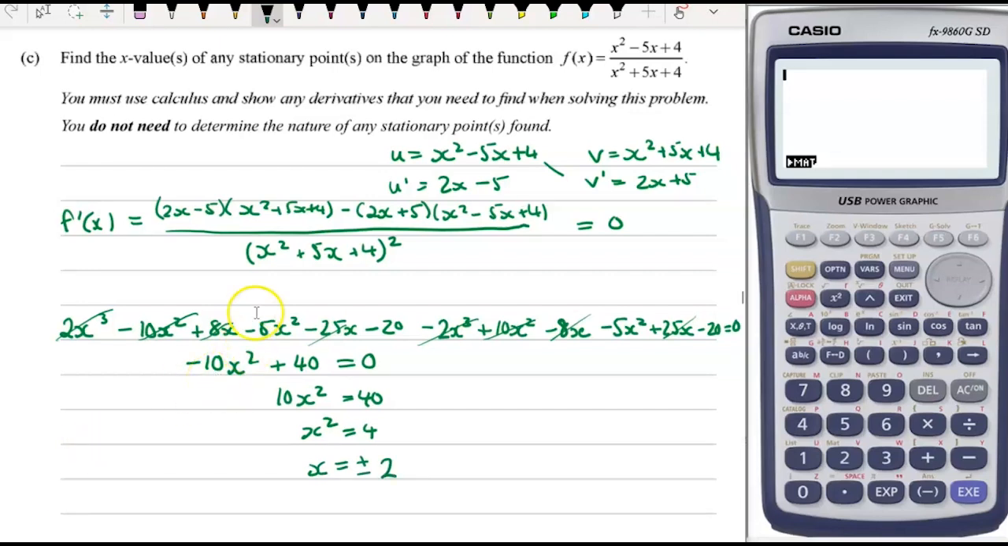And I wish I could see an easier way to spot it than doing all of that expansion. Let's just check we've answered the question. Find the x values of the stationary points. Yes, we've done that. We don't need to find y values for this one.